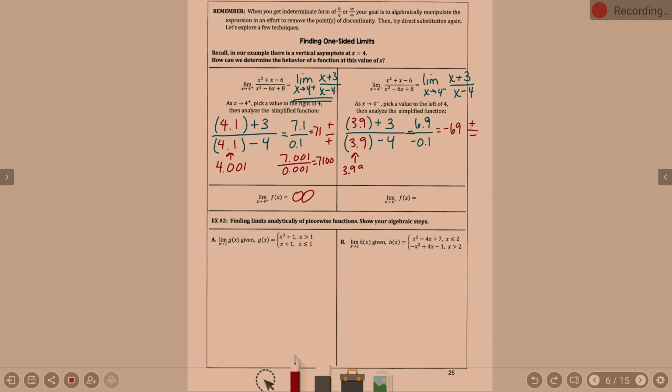And for reference sake, what if instead we said 3.999? Are you seeing this? Okay. Wait, not quite there. Because we'd have 6.999 divided by negative 0.001, which, so now you're at negative 6,999. That jumped quite a bit, didn't it? Now it's an even bigger negative number.